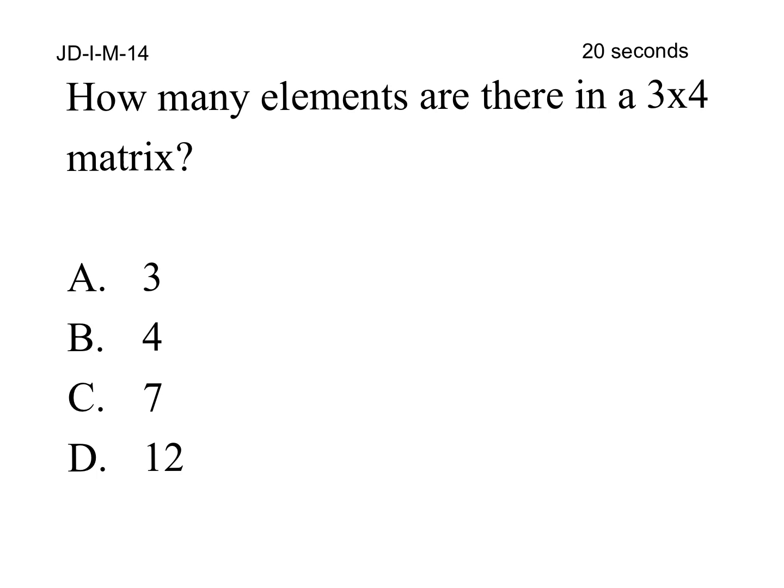Number 14, how many elements are there in a 3 by 4 matrix? So 3 rows, 4 columns, 3 times 4 is 12, choice D.